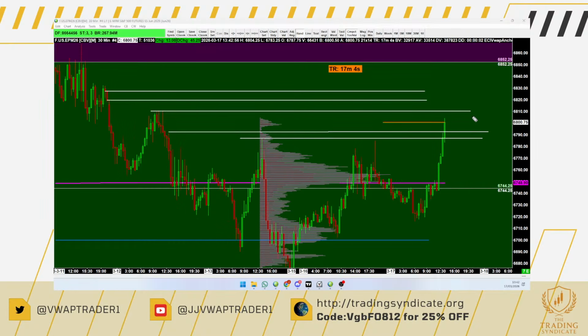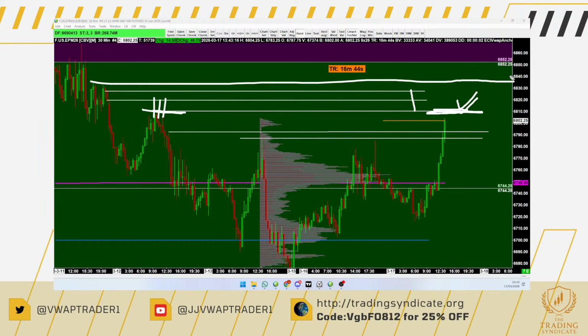It's a little hard to see when you're on a phone in the office. This 6810, I'm really focused on that because they sold into it for an hour and a half up there. If we clear these three upper levels, target is 6852.